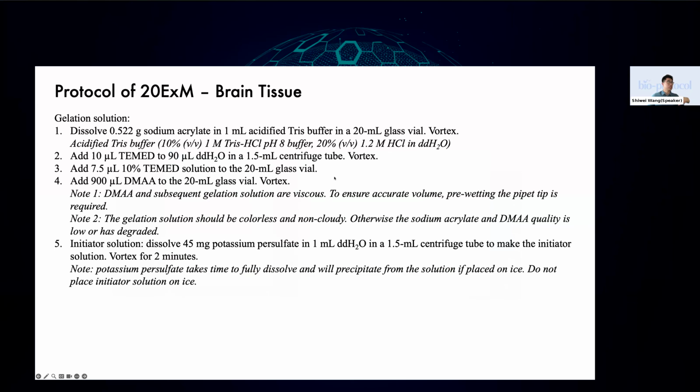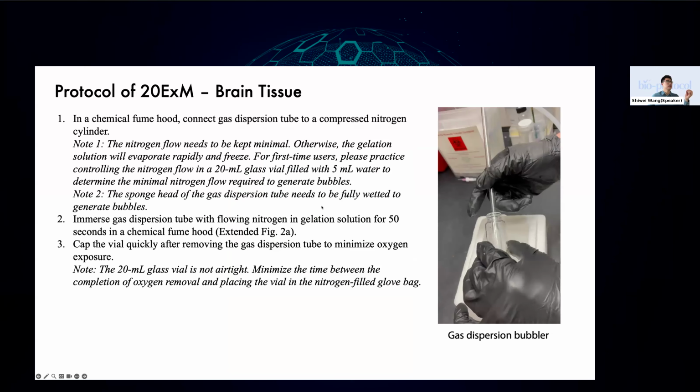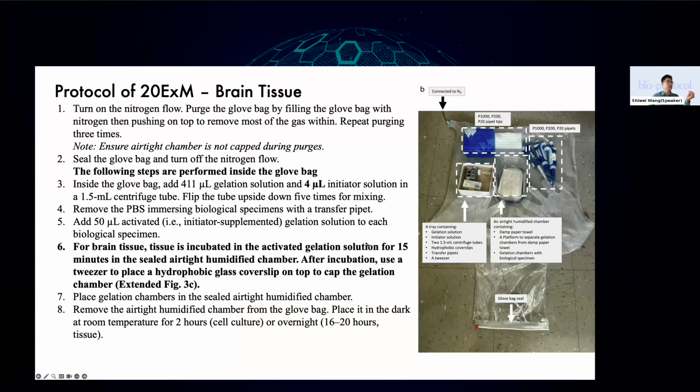So now you want to make the gelation solution, which is also the same as I described in the cell culture protocol, construct the glove bag, and that's also going to be similar, and remove the nitrogen, which is also similar to the cell culture protocol. And here is where it differs a little bit. When you are in the glove bag after purging, you want to add 4 microliter of initiator solution to 411 microliter of gelation solution instead of 20. And that slows down the gelation so that the gelation solution can diffuse into the brain tissue.